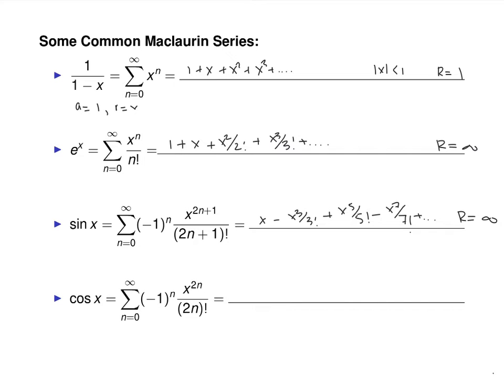So cosine is the sum from 0 to infinity, negative 1 to the n, x to the 2n over 2n factorial. So when you input 0, this will be 1. Inputting 1, we're going to have minus x squared over 2 factorial, plus x to the 4th over 4 factorial, minus x to the 6th over 6 factorial, plus more terms. Radius of convergence infinity.